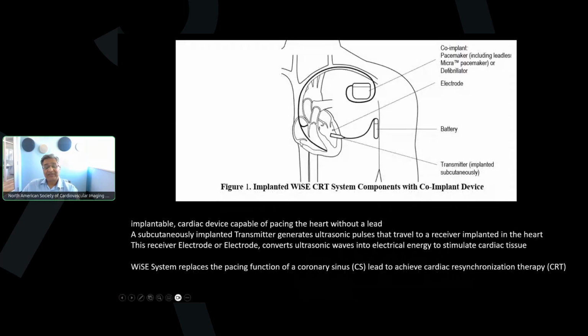So this is an illustration from the manufacturer where they describe how this is placed: the battery, the transmitter, and the electrode. And this is basically using the subcutaneous transmitter, which generates ultrasound pulses, which are received by the receiver in the left ventricle side. And it converts those ultrasonic waves into electric energy to stimulate the heart. So this is a new device.